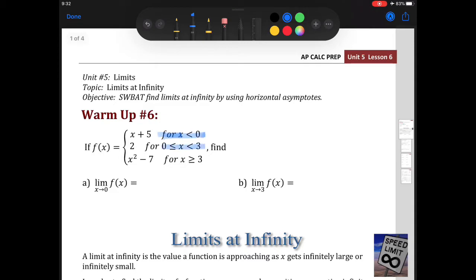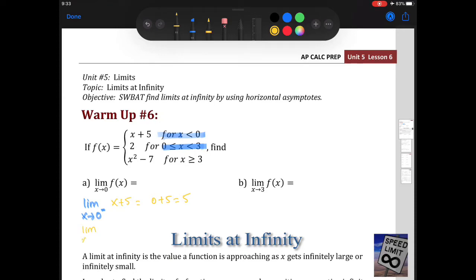Okay, so it says x approaches 0. For this one and this one, I'm going to try substituting in and find a value, and see if they're the same. So limit as x approaches 0 from the left, right? From the left, I'm going to try the first function, which is x plus 5. So this would be 0 plus 5, which is 5.